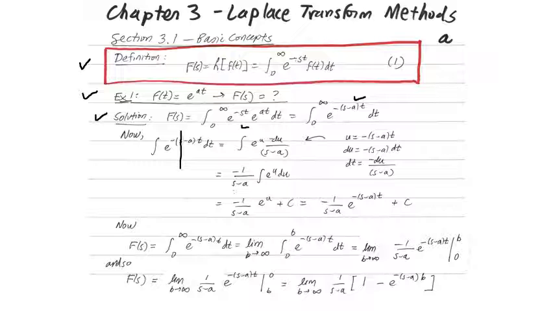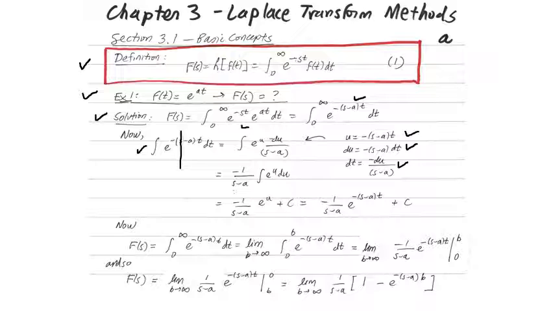Now we're going to look at the antiderivative here first, then we'll go back and calculate the definite integral once we have our antiderivative. So for the antiderivative, I'm going to go through this in some detail. We use integration by substitution where u is minus s minus a, t. Remember t is our integration variable, so du is minus s minus a dt, which I then solve for dt here.